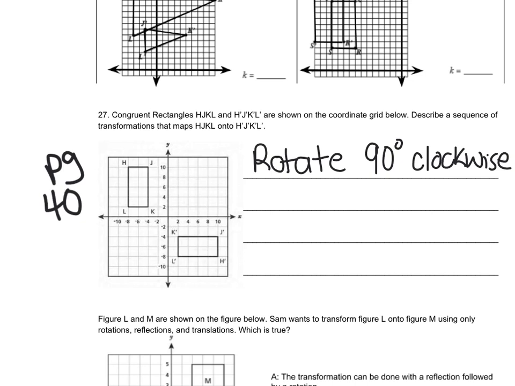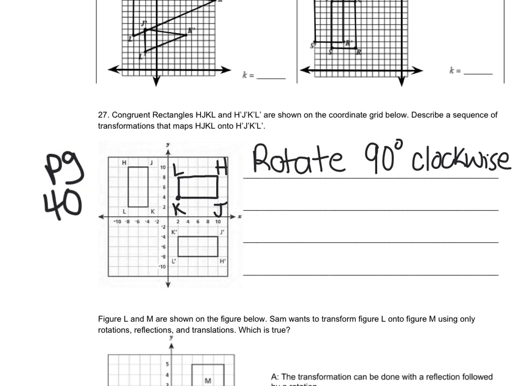So if I do that, this point, negative 4, 2, is going to become, it's going to go here. So this is going to be K, and then it's a 2 by 4 rectangle. So when I rotate 90 degrees clockwise, I end up here. And then this here, so this would be K, L, H, and J.